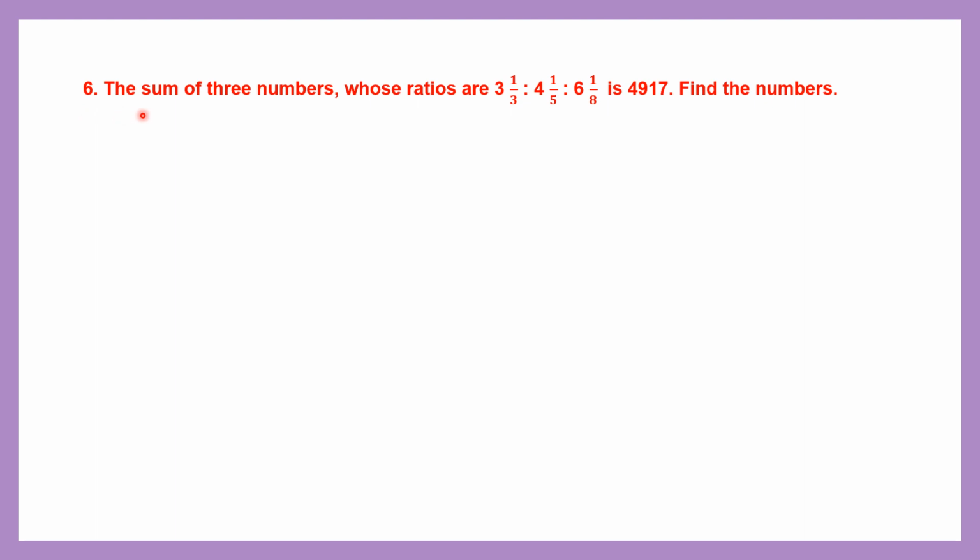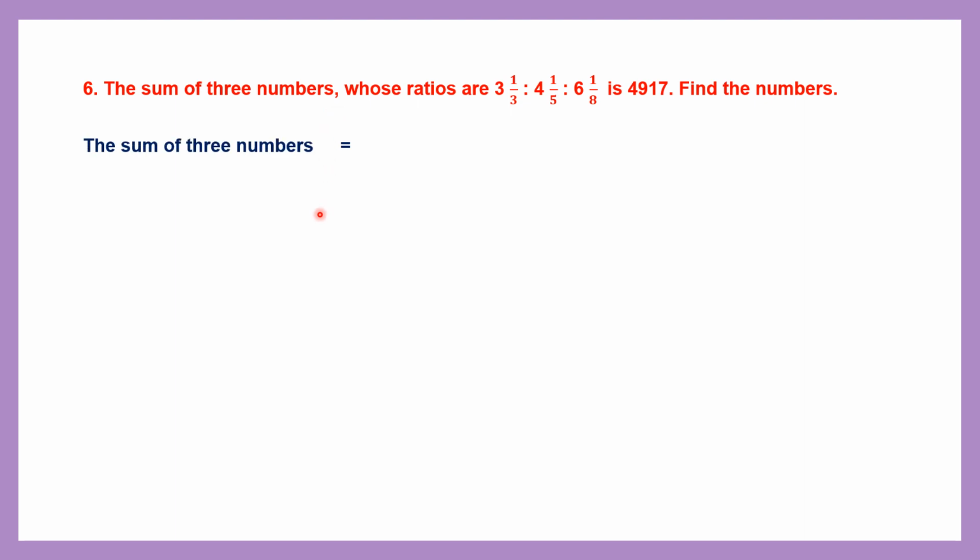Question 6. The sum of three numbers whose ratios are 3 1 by 3 is to 4 1 by 5 is to 6 1 by 8 is 4917. Find the numbers. So we've been given the sum of those three numbers. We've also been given the ratio. Now we have to find what those three numbers are.